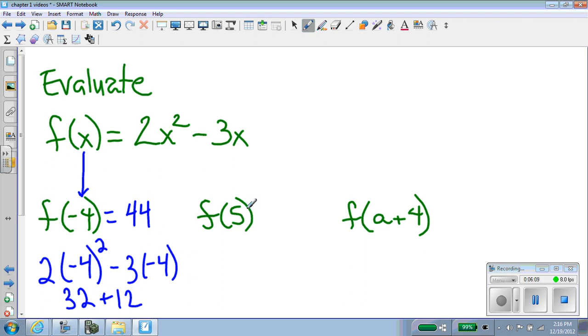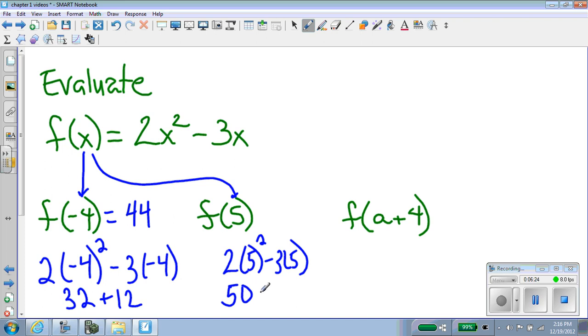How about f of 5? Now I'm going to substitute 5 in for x. So 2 times 5 squared minus 3 times 5. 5 squared is 25. 50 minus 15. So f of 5 is 35.